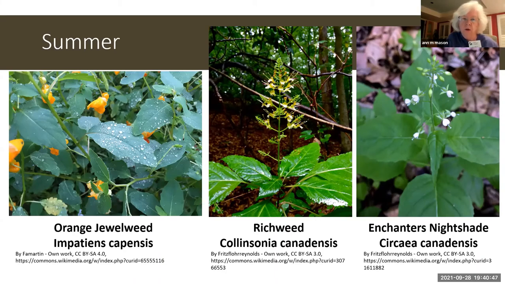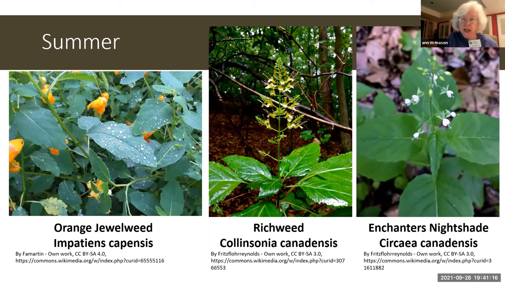Moving into the middle picture is a member of the mint family. This will grow up to 5 foot tall. It flowers July, August, and September, and it likes a more neutral pH. It has rhizomes, and this perennial's flowers will have a lemony odor.